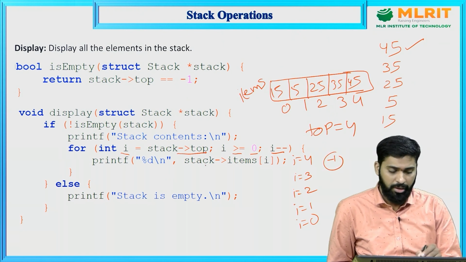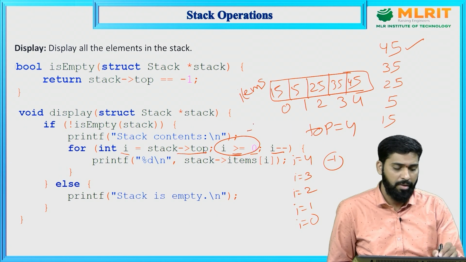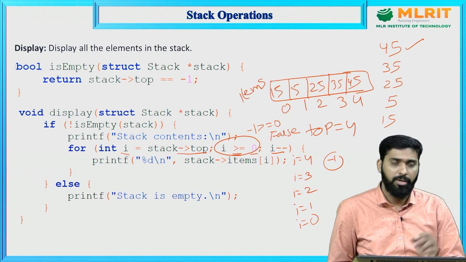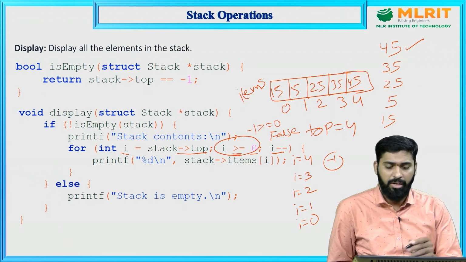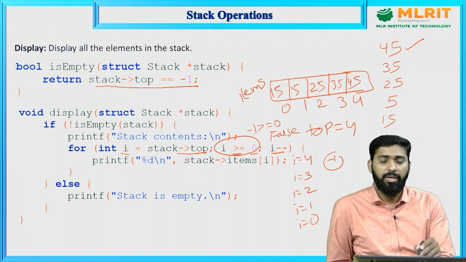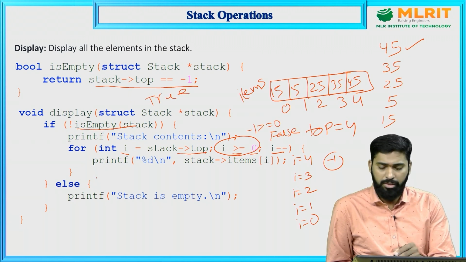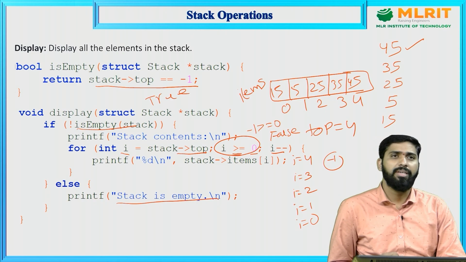Now here the condition is the I value is greater than or equals to 0, but here I value is -1. So -1 greater than or equals to 0, false. Okay. If the stack is empty, then the is empty function returns true. Here not true, false. So we print stack is empty. Okay.